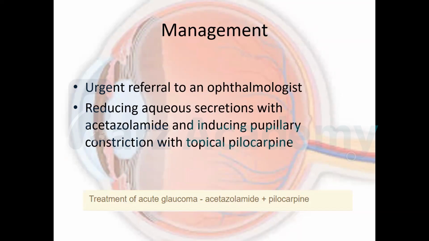So how do you manage a patient with acute angle closure glaucoma? Remember two drugs which are very, very important: acetazolamide and pilocarpine. So how do these work? Acetazolamide helps in reduction of the aqueous secretions and hence reduces the intraocular pressure. And pilocarpine causes miosis, that is pupillary constriction, and hence the trabecular meshwork can open up and the drainage of the aqueous helps in reducing the intraocular pressure. Okay, so acetazolamide with pilocarpine is the treatment of choice for acute angle closure glaucoma.